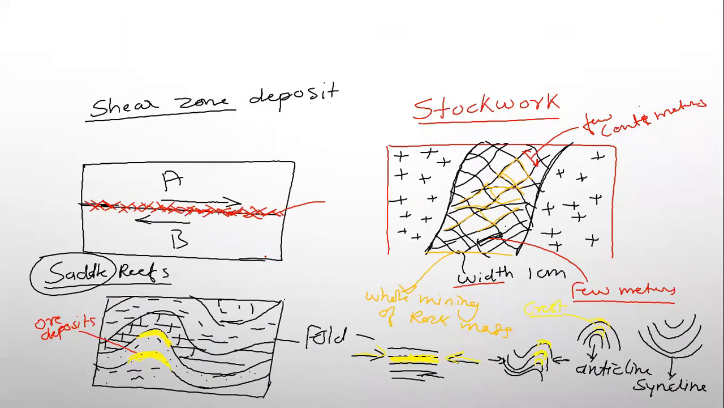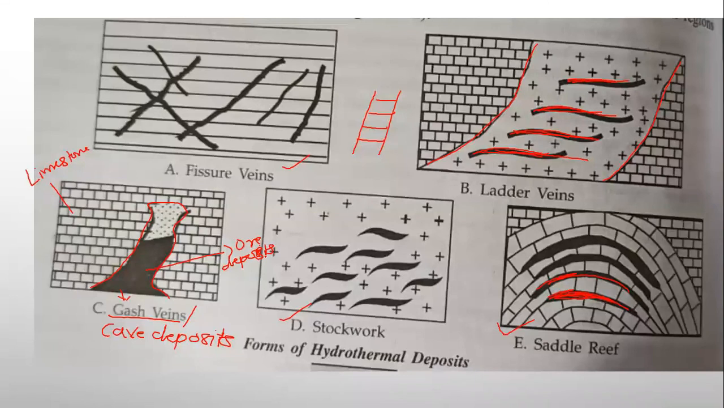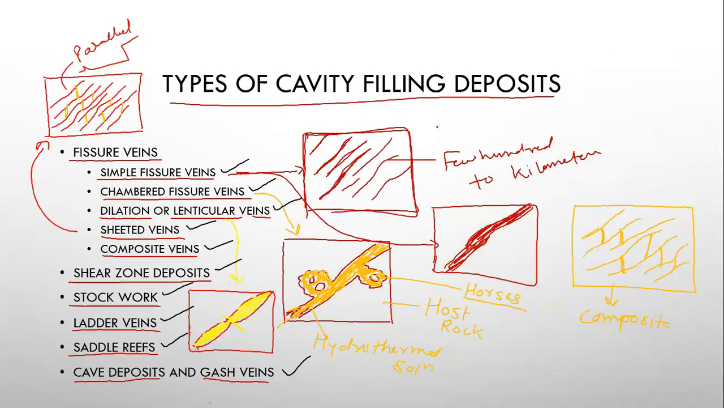Then we have discussed stockwork, then saddle reefs, ladder veins, and last, cave deposits or gash deposits. So we have completed all the cavity filling deposits which are there in your syllabus. Shear zone deposits, stockwork, ladder veins, saddle reef, and cave deposits or gash deposits. So I hope you understood. If you have any questions, you can ask.